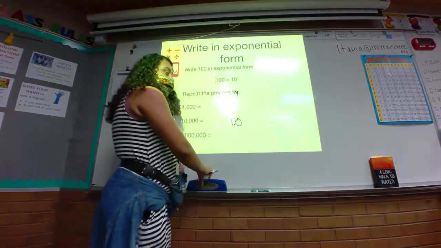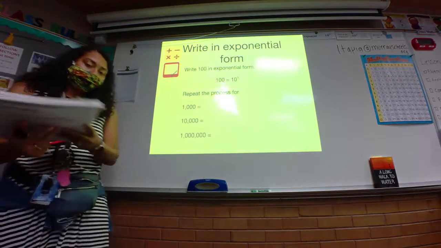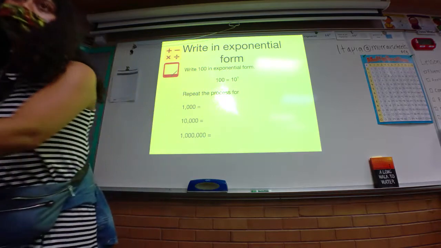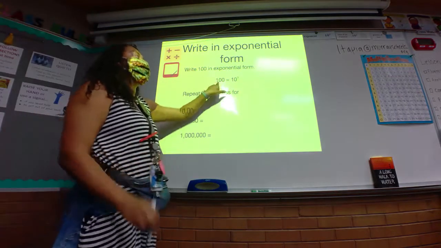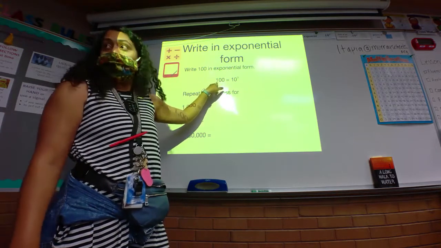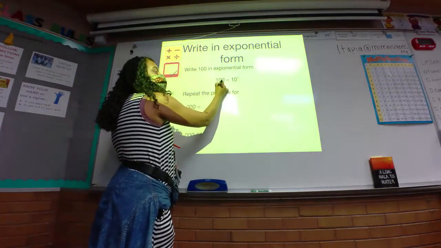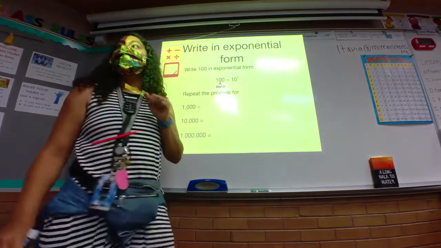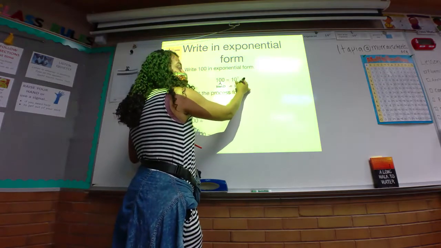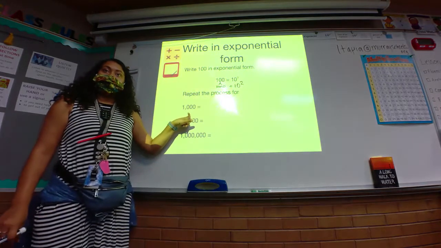All right, write in exponential form. Ready? Whiteboards, wipe them off, or paper and pencil for those of you at home. Okay, beautiful. So yesterday we learned about powers of 10, right? So 100 is equal to 10 times 10. So that's 2 powers of 10, right? So that would equal 10 to the power of 2. Okay, now try it for 1,000.